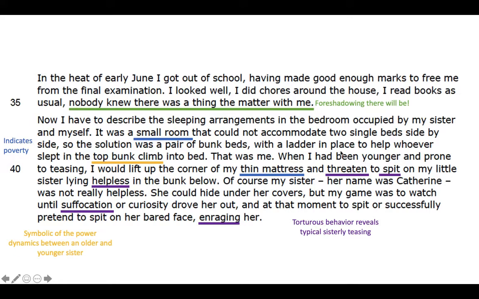And then we've got this really violent, torturous behaviour: threaten, spit. Her sister's helpless, she's suffocating, it enrages her. But please don't read into this too much. I have read interpretations before that talk about how evil this narrator is. And I think that's reading into it too much. This is normal sisterly behaviour. And I would actually argue it makes us trust the narrator even more. The fact that she's being so open about this cruel behaviour and how cruel she was to her sister.